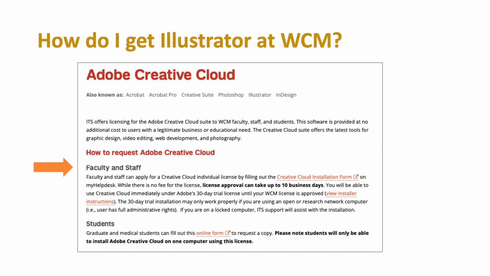There are different instructions for faculty and staff because they're different license types. Faculty and staff are going to apply for a Creative Cloud license by filling out an installation form on MyHelpDesk. License approval can take up to 10 days, but there is a trial version of Adobe that you can use in the interim while you're waiting for that official copy to be approved. Students, it's a slightly different protocol, but if you fill out this online form, it's a Qualtrics survey, that's going to allow you to request a copy. Just note that you can only install Creative Cloud on one computer with the student license.